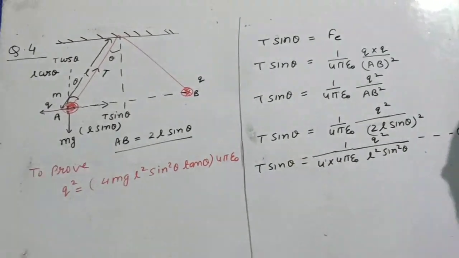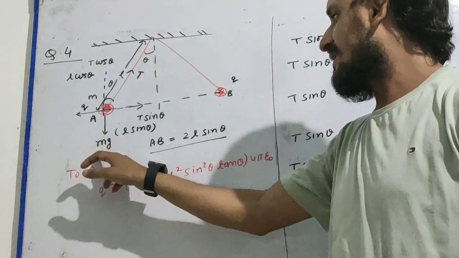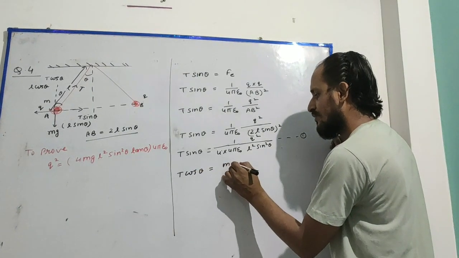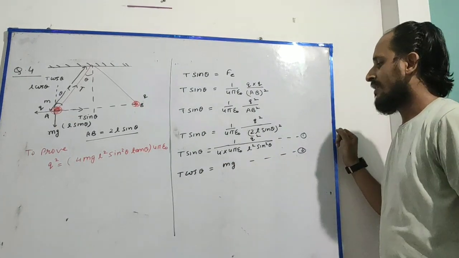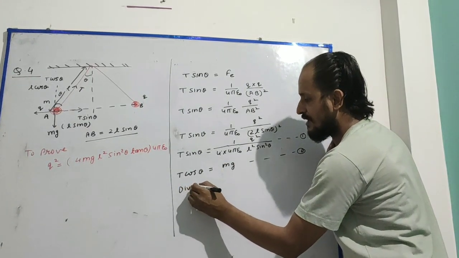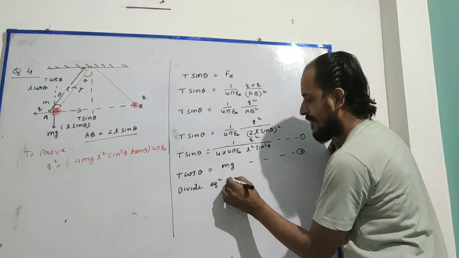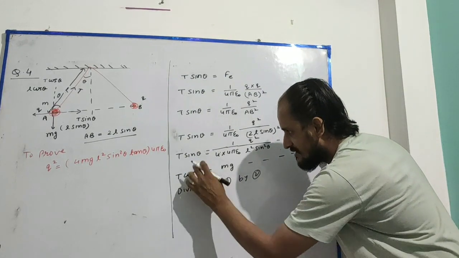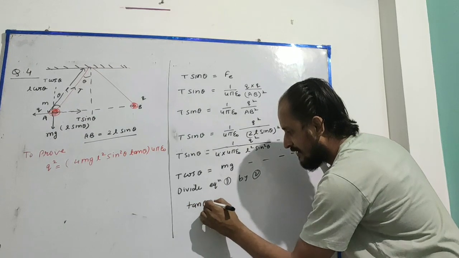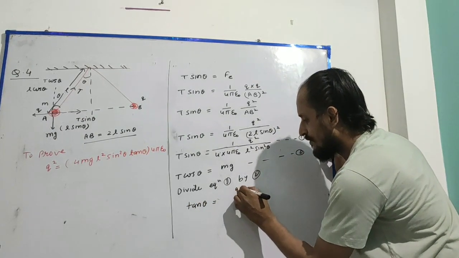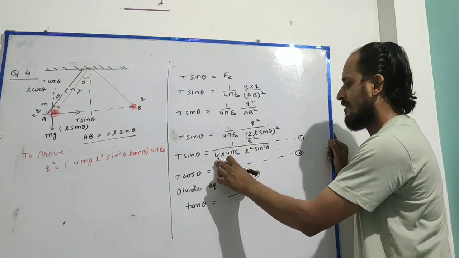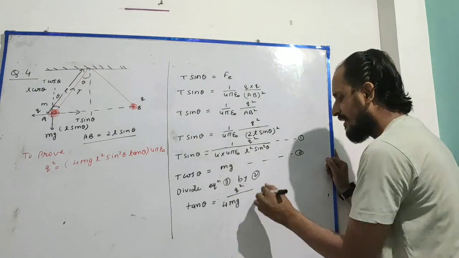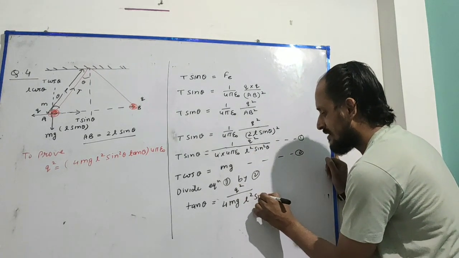Equation number 1. One more relation you can make: T cos theta balances mg. So T cos theta is equal to mg. Equation number 2. Now, if we divide equation number 1 by 2, what will we get? T will cancel with T, sin theta upon cos theta is tan theta, equals q square upon 4, and this mg becomes 4 mg, L square sin square theta.